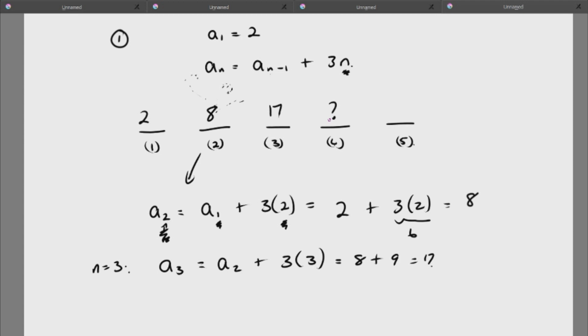What would you say is that number? She already said it. 29. 29. Because I'm taking the previous 17 plus 3 times the position, which is 3 times 4 is 12. 17 plus 12, 29. So then the next one is going to be 29 plus 15 to give me 44.